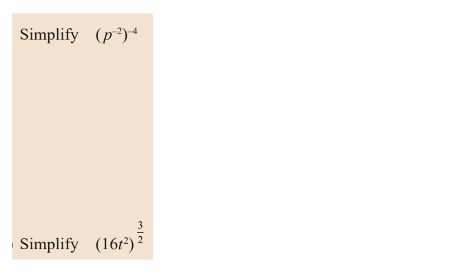Simplify, in this first part, p to the minus 2 in brackets to the power of minus 4. When it's in a bracket like this, when I've got a base raised to a power in brackets raised to another power, what do I do? I multiply those powers. So it's p to the power of minus 2 times minus 4, which makes positive 8, or plus 8. Okay, so I'm multiplying those powers.